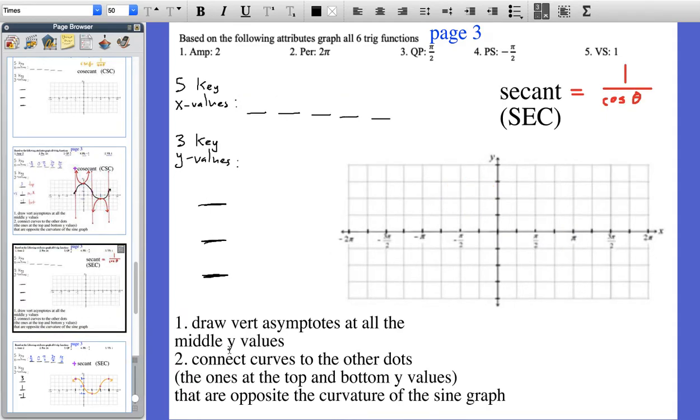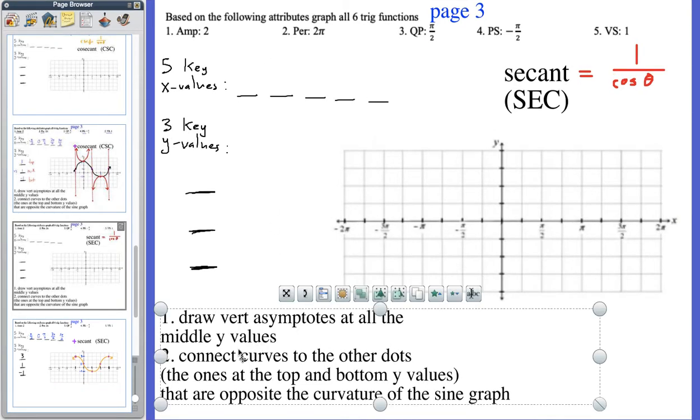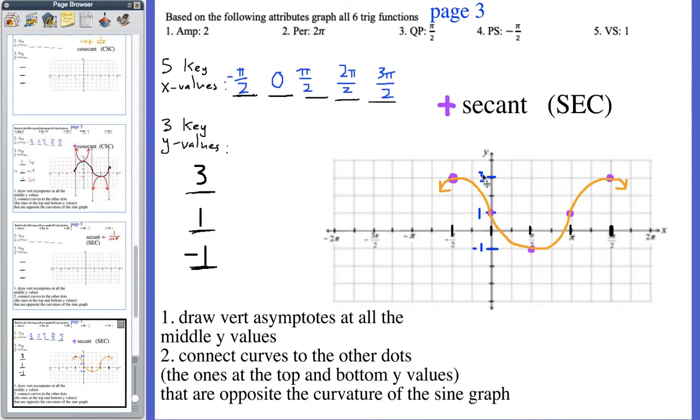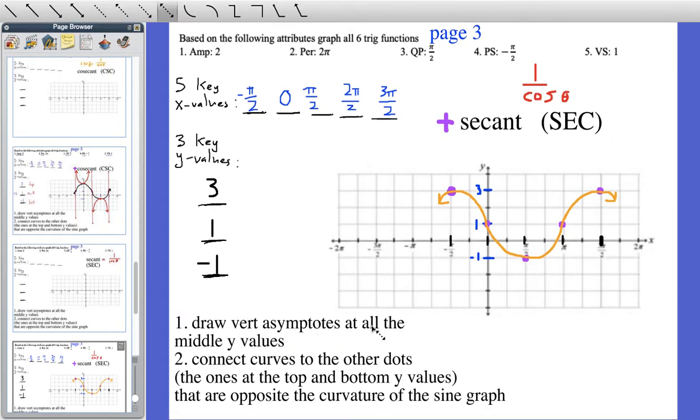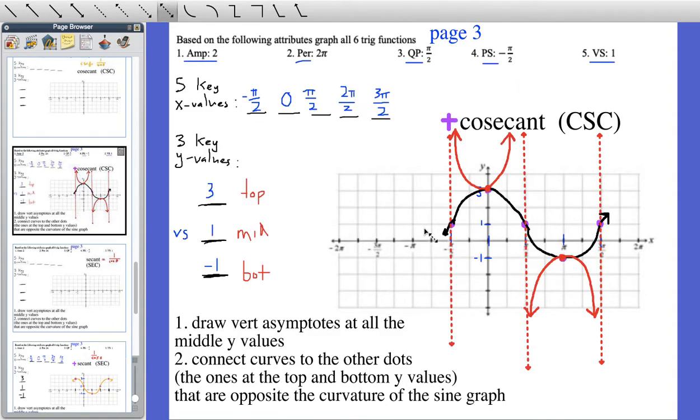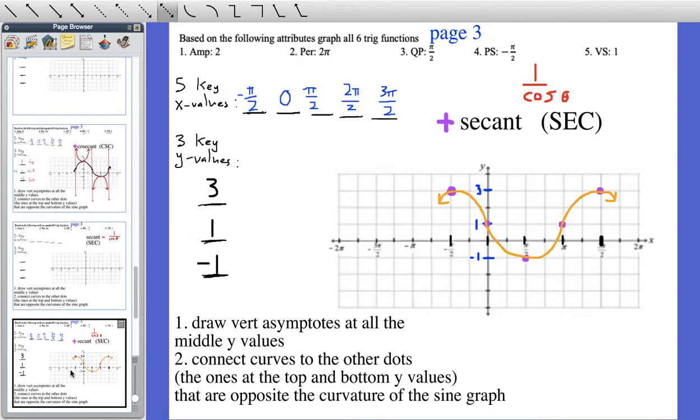And when we're doing a secant curve, we do the same exact steps that we did for cosecant, but instead we are applying them to a cosine graph rather than a sine graph. So we know secant is 1 over cosine, which is why we start with the cosine graph. But then we follow the 2 same extra steps. We draw vertical asymptotes to the middle y values. So notice the middle y values are in different spots compared to the cosecant. Cosecant, they were at the first, third, and fifth. For secant, they're just going to be at the second and the fourth. So those are where our 2 vertical asymptotes are going to end up falling.